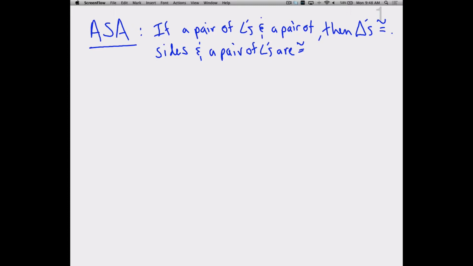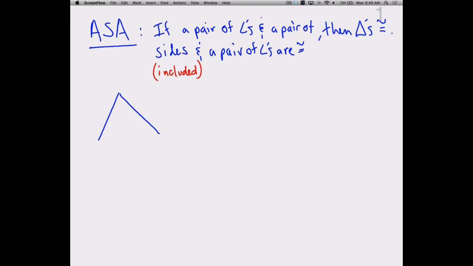Jack, what has to be special about the side? Has to be acute. Nope. That's a good guess. They have to be in between the angles. What's the fancy term for in between the angles? Included. In fact, we're going to change colors here, that's how important it is. Included.